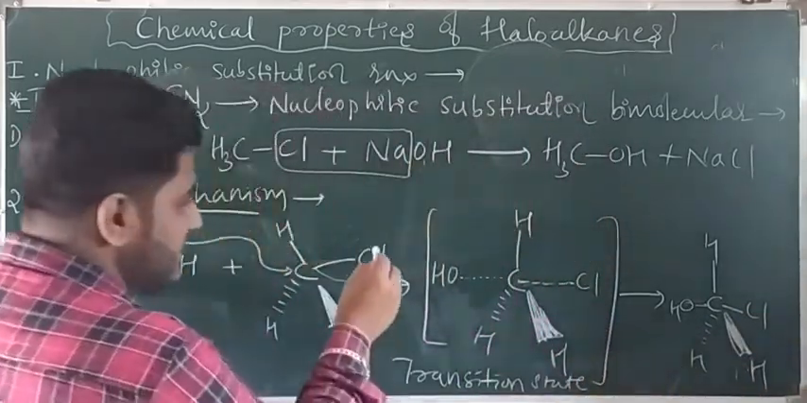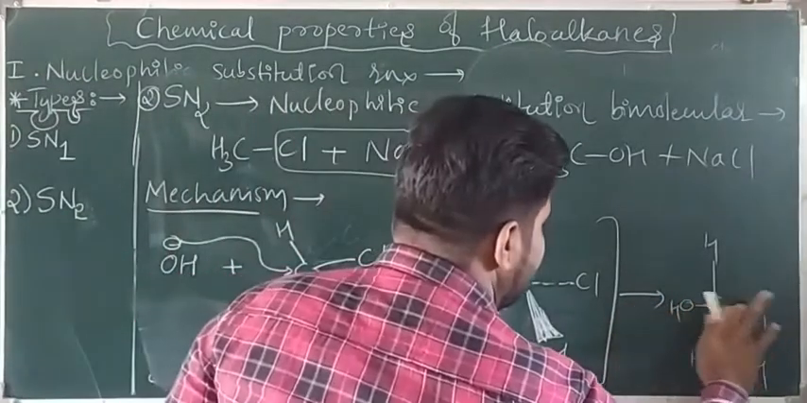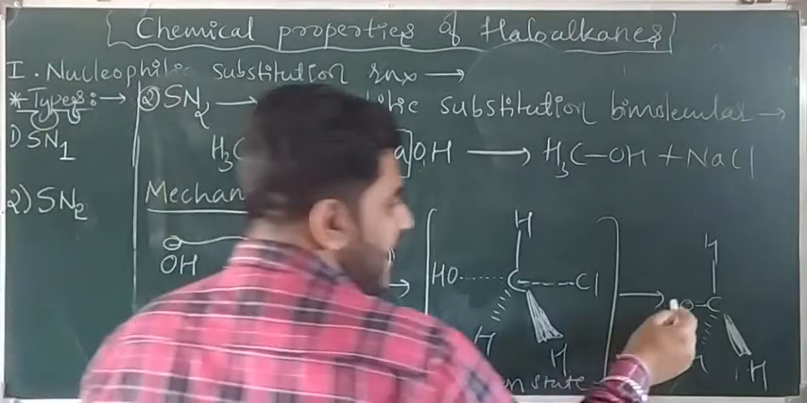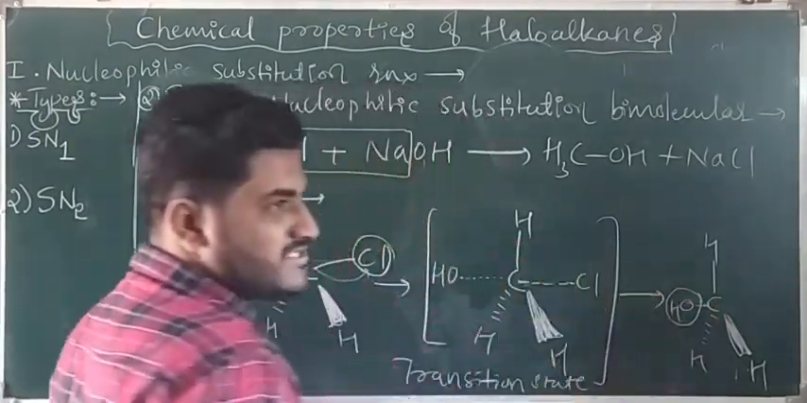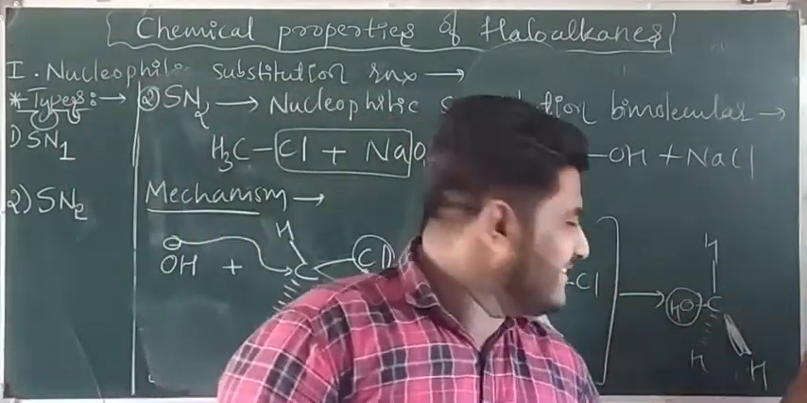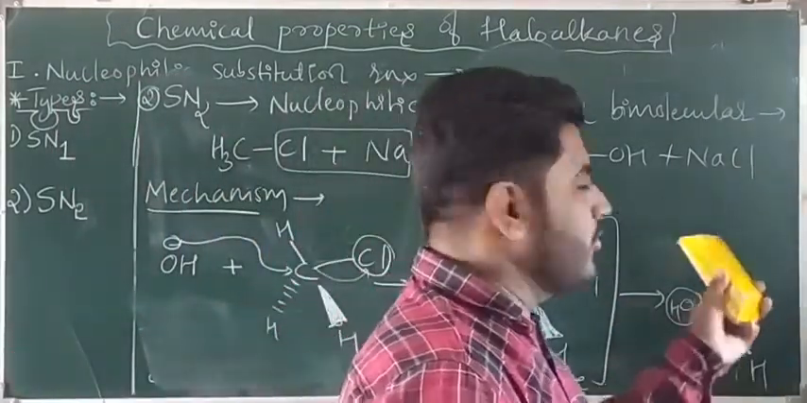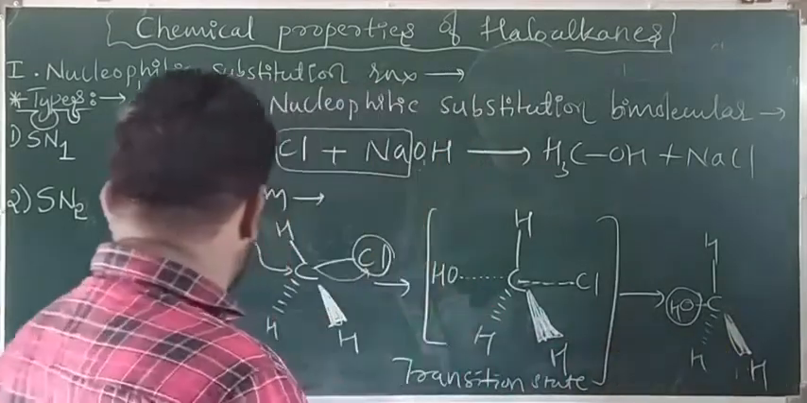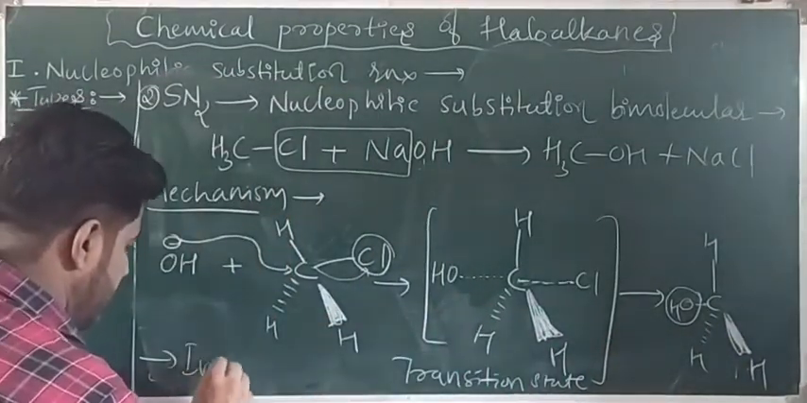Carefully see here. Cl was on the right side, but in the answer we are getting OH on the left side. Therefore, the stereochemistry of the product is changed. Therefore, this is called inversion of configuration.